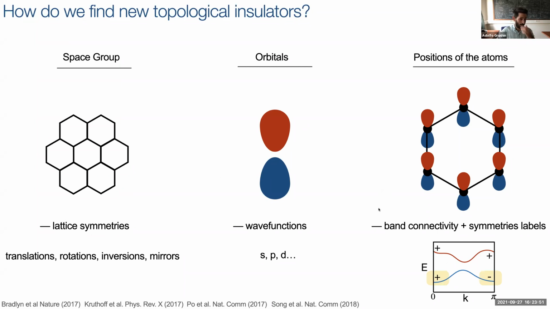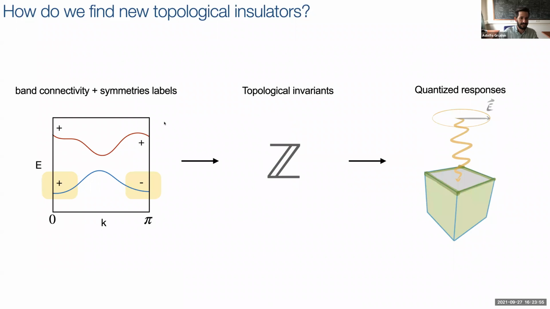It's essentially multiplying these pluses and minuses of the filled states. So the way it goes is that you give me a lattice, give me the orbitals, give me the place where they go. I plot the band structure, label the band structure with the symmetry eigenvalues, and then calculate what we call topological invariants, which are just numbers that, let's say, if 0, it's not a topological insulator, or a trivial state.